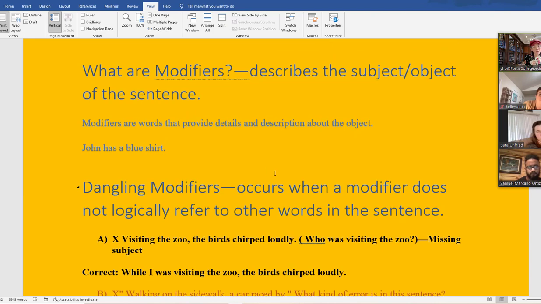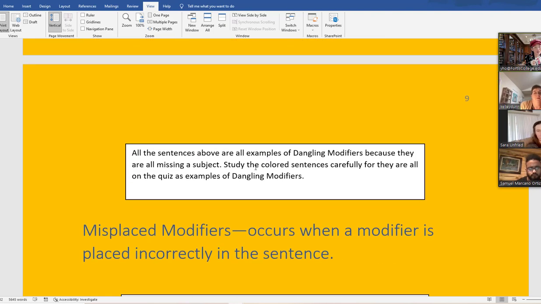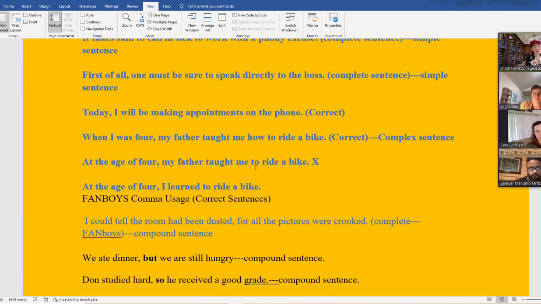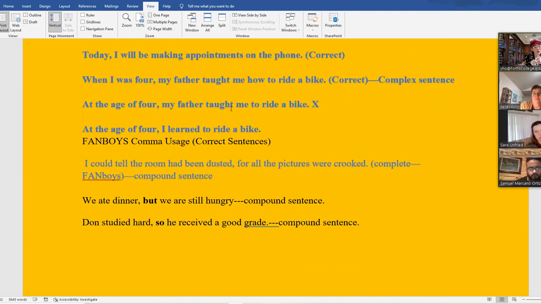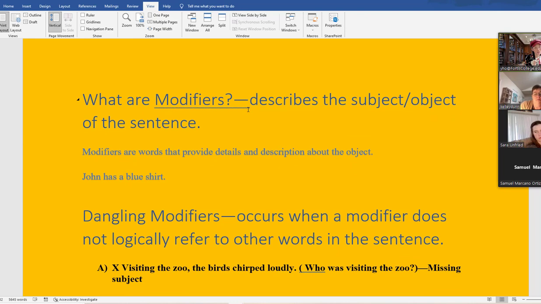Now we're going to talk about modifiers and the difference between a dangling modifier and a misplaced modifier. That's what we were talking about with "At the age of 4, my father taught me to ride a bike." Why is that wrong? I'm going to go over why that's wrong in this particular section of the lesson.